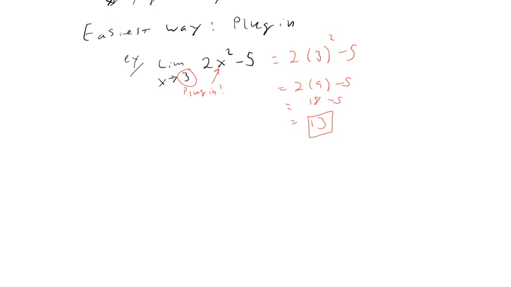Let's try this again. What if I gave you a little bit more complicated equation? The limit as x approaches, let's say, -2 of x squared minus 4 over x plus 2. Something like this. What do we do here?